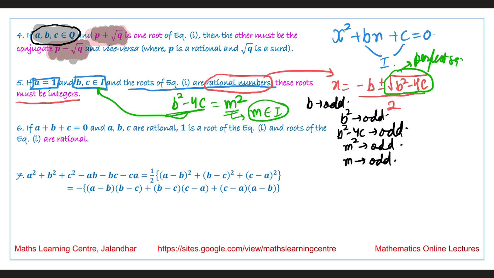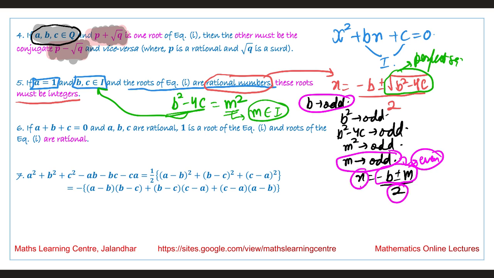So what we get is the value of x, that is equal to minus b plus minus m by 2. Look at this term, minus b plus minus m. m is odd, b is odd. So if we do the sum or we take the difference between these two, this term will be even. So this is divisible by 2. So the value of x that we will have will be an integer.